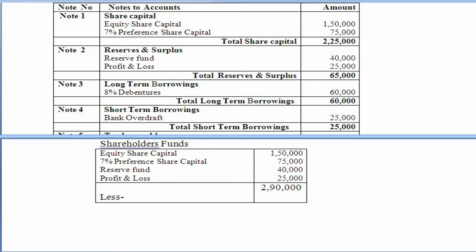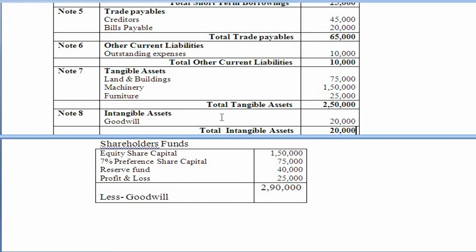Goodwill. Okay, less goodwill and preliminary expenses. Here in the problem only goodwill is given. Okay, less goodwill. What is the amount of goodwill? Check in the note number 8, that is intangible assets, 20,000. Okay, so 2,90,000 minus 20,000 is equal to 2,70,000.